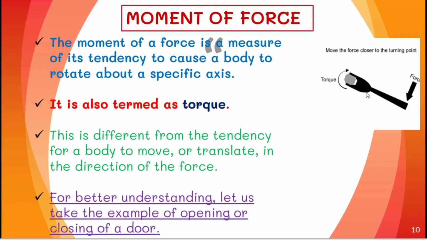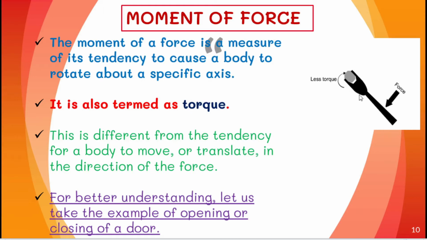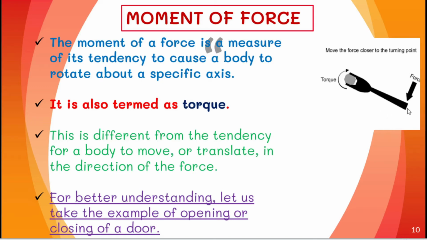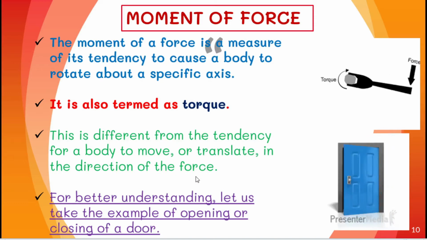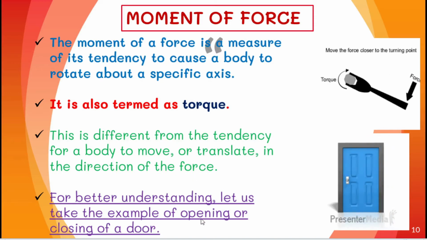This is the spanner. With the help of the spanner, we are going to rotate this nut about a specific axis. If you want to rotate this nut with the help of the spanner, we have to apply a force. This is called a torque effect. This is different from the tendency of a body to move or translate in the direction of a force.